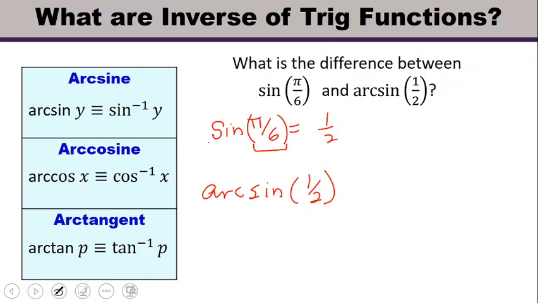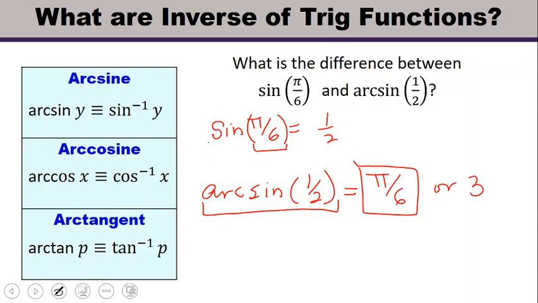So now I'm interested in finding the angle back. Of course, this is pi over 6 if you are in the first quadrant. Whenever we take the arcsine of a particular value, we are looking for the angle. In this case, this angle is pi over 6 or 30 degrees, okay? And I hope this clarifies what inverse trigonometric function is for you.